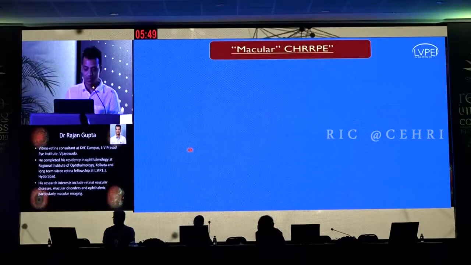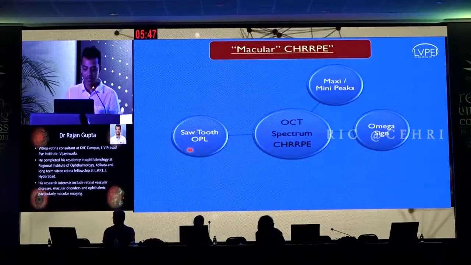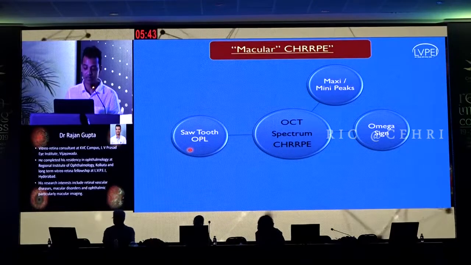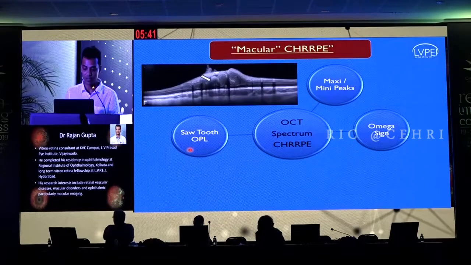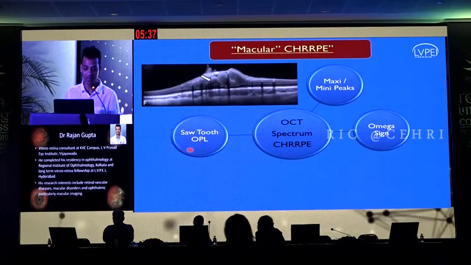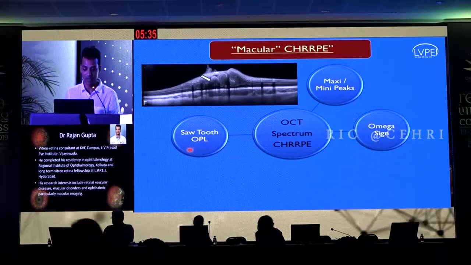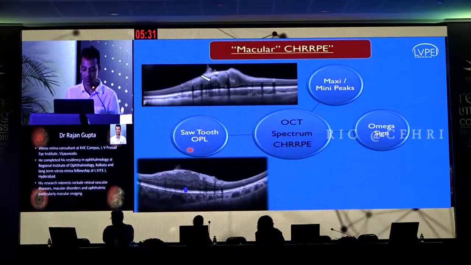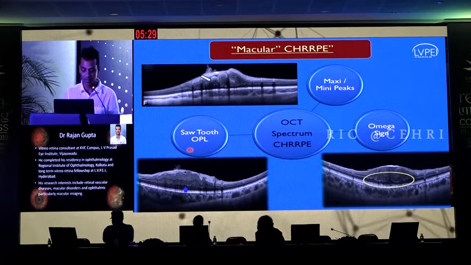Now coming to the multimodal imaging, the OCT spectrum has been well illustrated in the literature, but basically for the macular lesions, be it the maxi or the mini forms, we see the infolding of the inner retinal layers along with the tags along the vitreoretinal surface, or the various configurations of the outer plexiform layer, be it the sawtooth configuration or the omega sign.